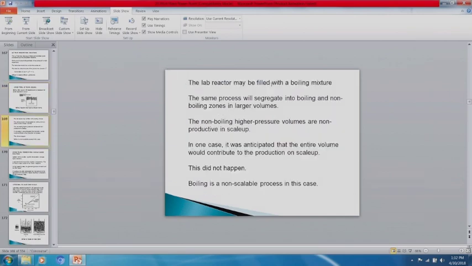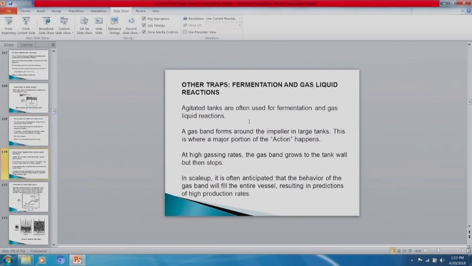Reactor is filled, lab reactor is filled with a boiling mixture. You have non-boiling higher pressure volumes that are non-productive, right? So boiling is a non-scalable process. Lots of processes are not scalable.